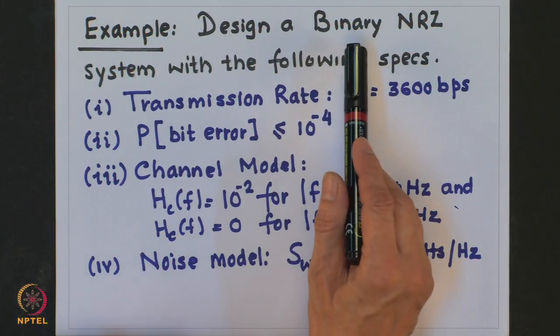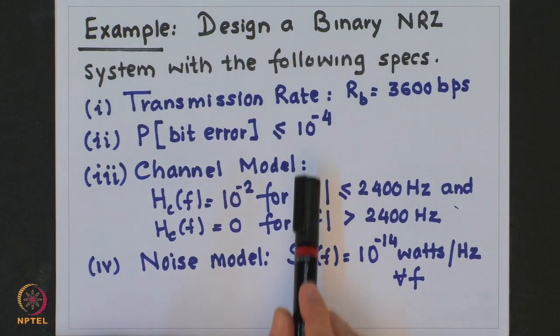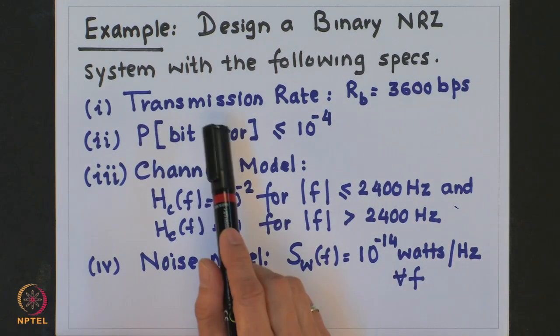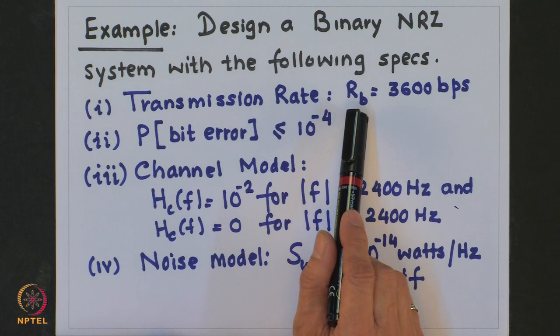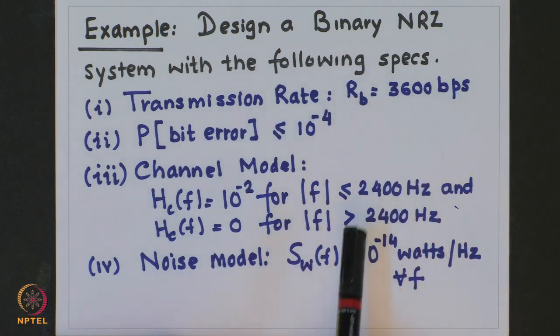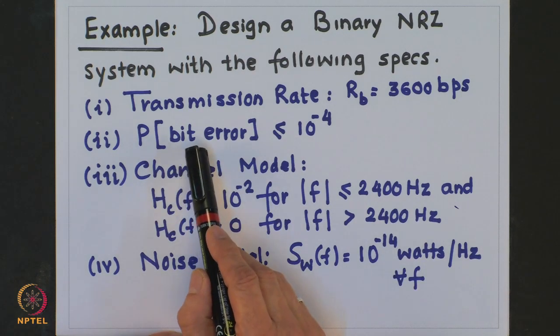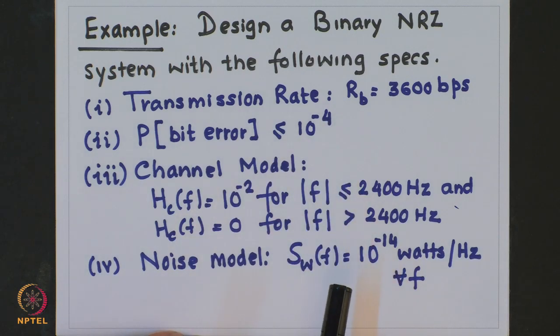Having done this, let us try to take one design problem so we can appreciate what we have studied in a better way. Let me take the design problem as follows. I want to design a binary non-return to zero system with the following specs. I want the transmission rate to be Rb equal to 3600 bits per second. I am using binary symbols. I want the probability of bit error to be less than 10 raised to minus 4.